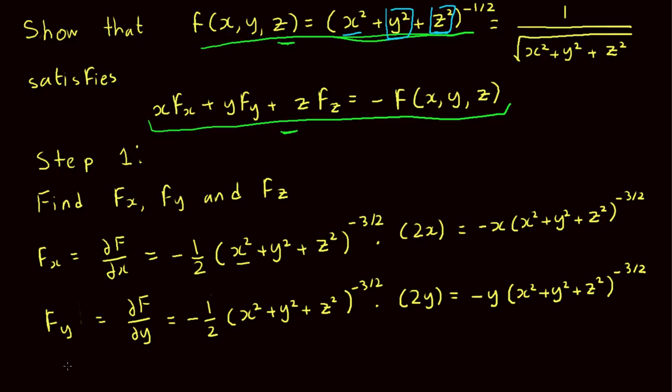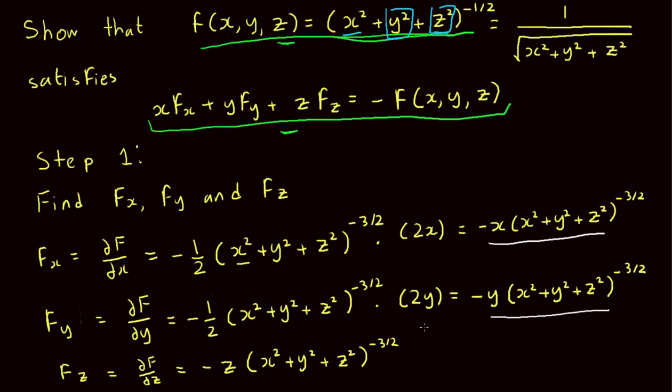And I see we don't seem to have much space, but obviously when you also do your fz, the pattern is the same. It's just del f over del z. And if you do it, you would eventually find out it's just negative z times x squared plus y squared plus z squared to the power of negative 3 over 2. So I've already managed to find your fx, your fy, and of course your fz.